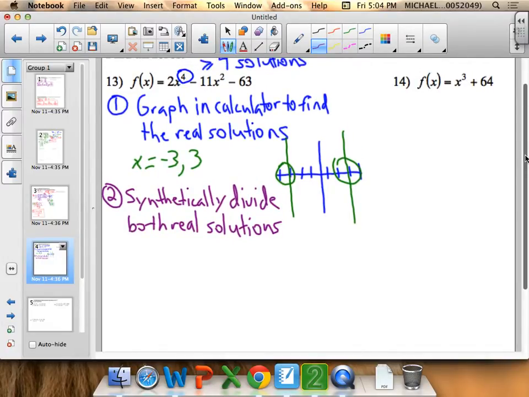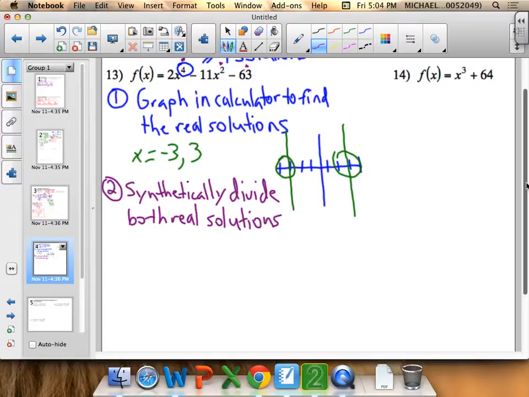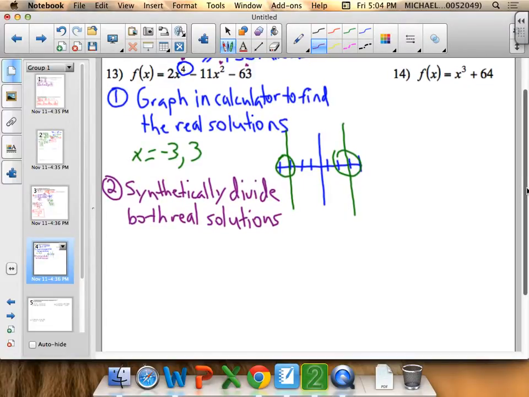Space holders, you need to include a 0 whenever the power jumps over 1. I see here that the power of 4 goes to 2. They're missing a third power, so I'm going to need a placeholder in between 2 and -11. And here it goes from 2 to the constant term, so they're also missing the linear term x. So I'll need a placeholder between -11 and -63. I'll set up my synthetic division box.